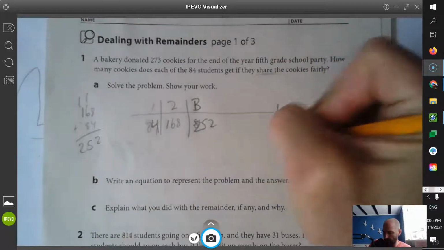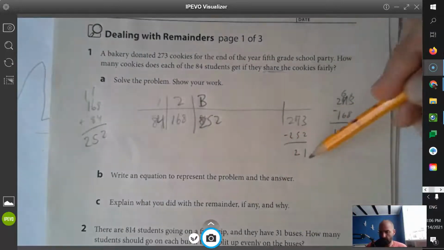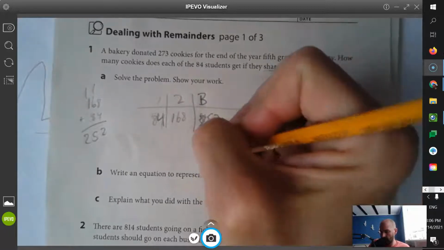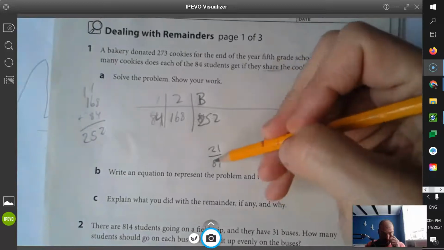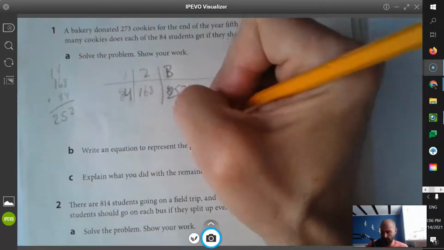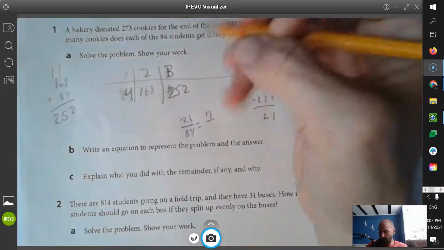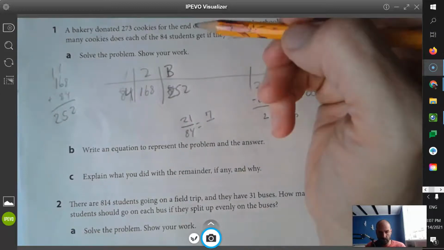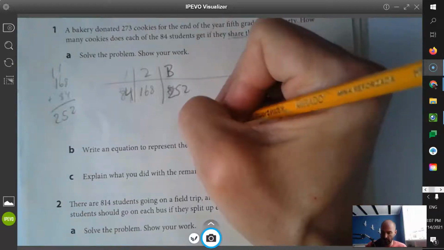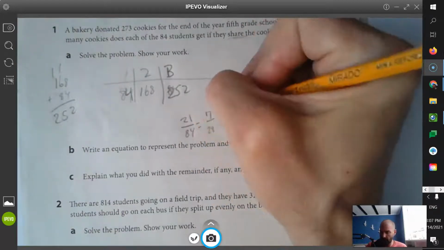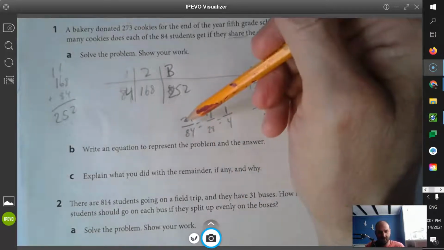21 cookies. All right. Well, let's look at 21 out of 84. They're both divisible by 3 because 2 plus 1 is 3 and 8 plus 4 is 12. That will give me 7 over, what's 84 divided by 3? 28. And 7 and 28 go together, so that's 1/4. Oh, I guess, yeah, 21 times 4 is 84, so 1/4. So you could say 3 1/4 cookies.